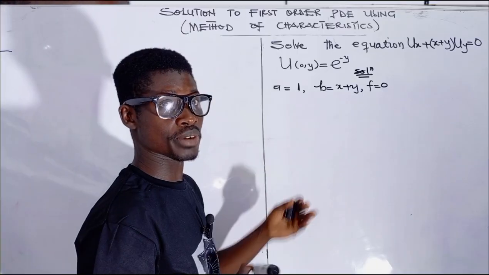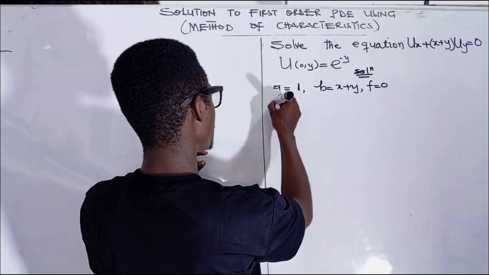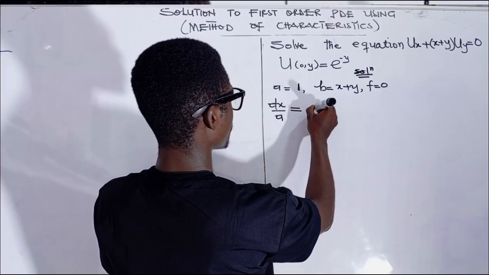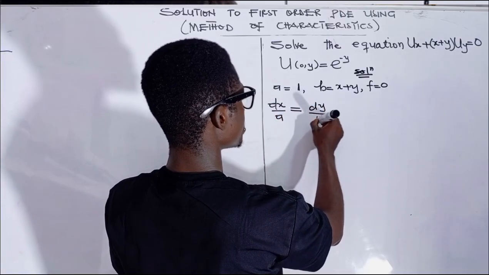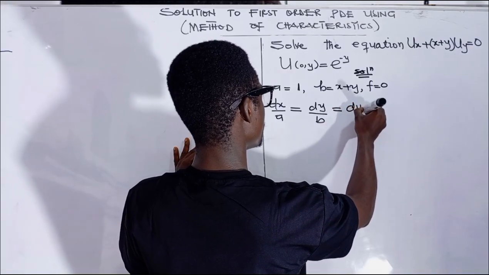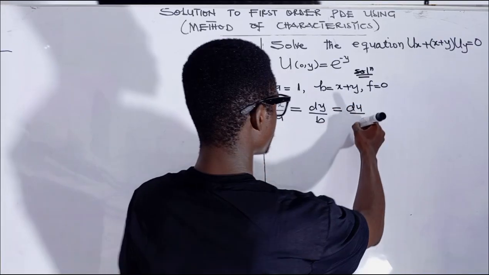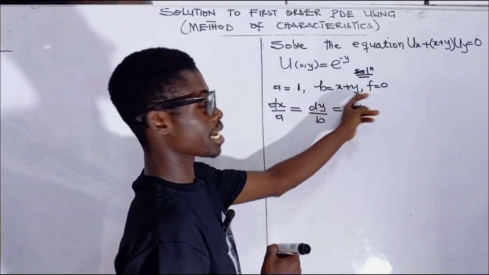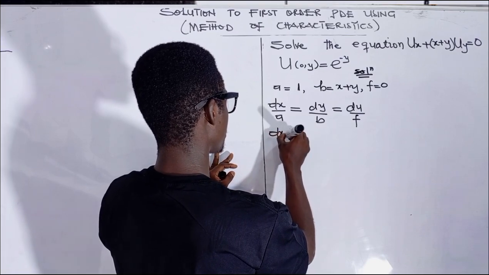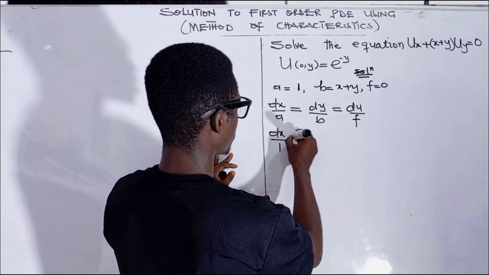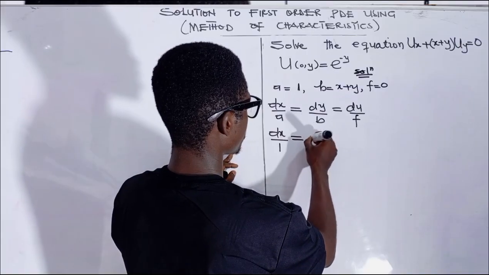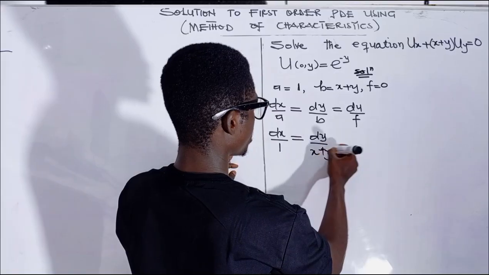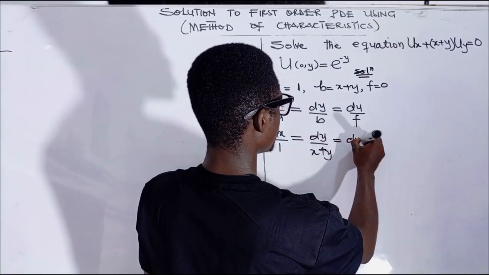So once we have this, we write the characteristic equation. You know that the characteristic equation is given as dx over a is equal to dy over b is equal to du over f. Now, once we have this, we are just going to plug in. So we have dx over a, our a is 1, then we have dy over b, our b is x plus y, and then we have du over 0.